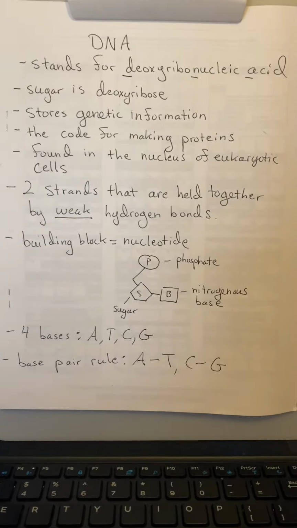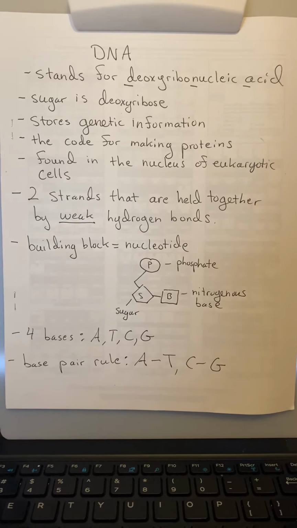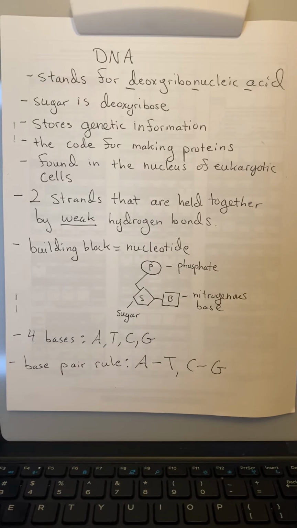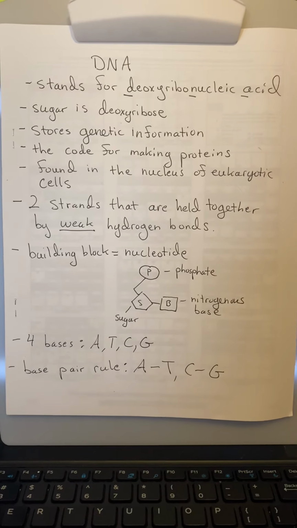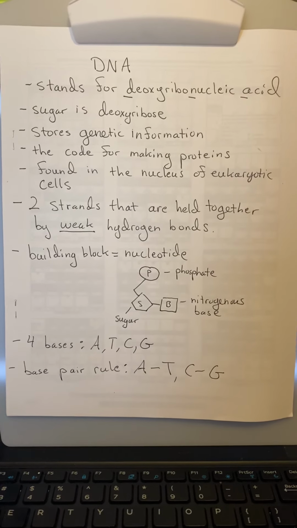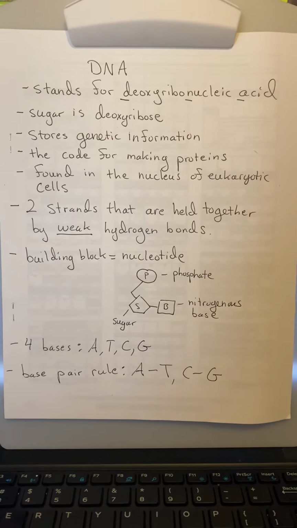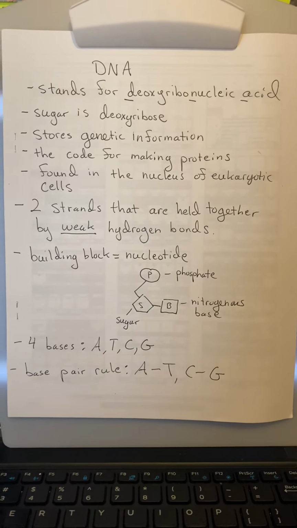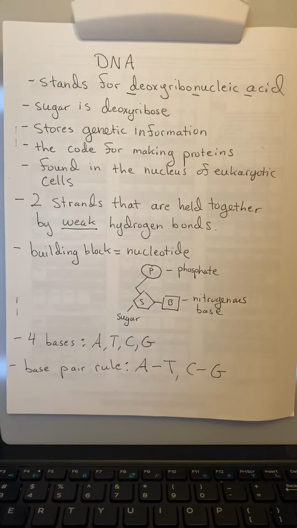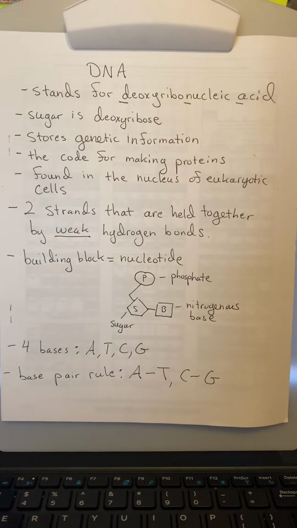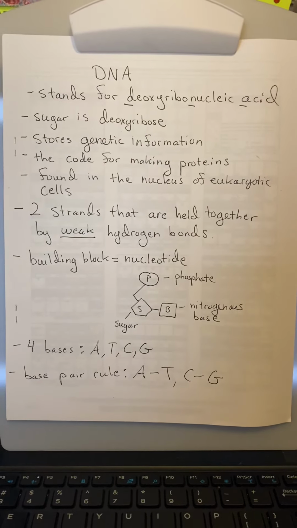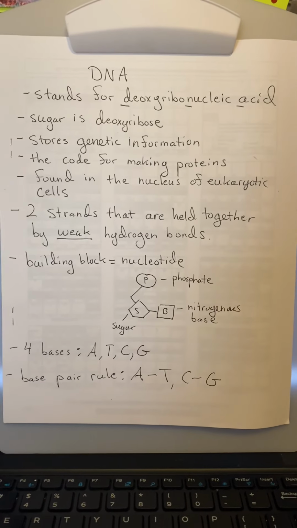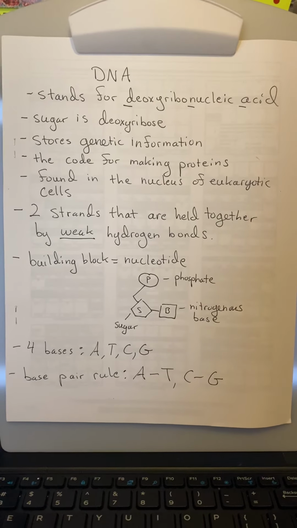The whole purpose of DNA is to store the genetic information, or the genetic code, that makes us who we are and makes all organisms what they are. All living things have DNA, right? And DNA is the code for making proteins. We learned that when we covered protein synthesis, how DNA gives its message to messenger RNA, and then messenger RNA uses that to build a protein, which is a chain of amino acids.